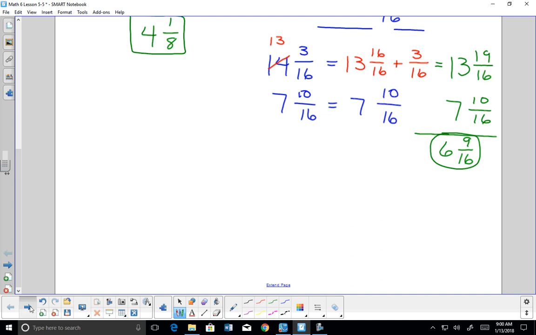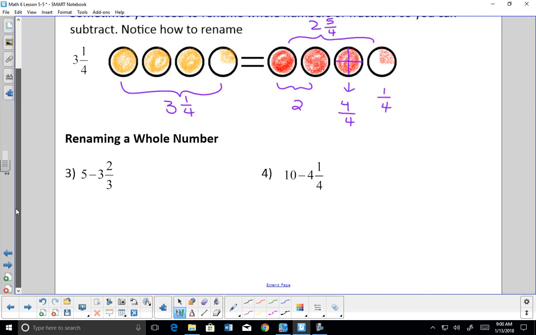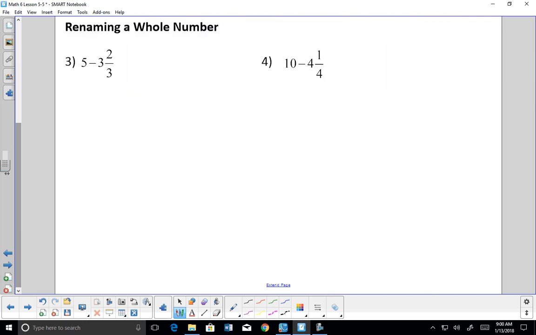Okay. We're going to start with just renaming a whole number. If I have 5 and I'm going to subtract from that 3 2/3, I cannot subtract 2/3 from nothing. There's nothing here. I can't take 2/3 away from something that has nothing. That's like saying, give me 2/3 of $1 and you have no money. You can't give me anything if you don't have it. So I need to rename my 5 so that I can subtract from it.